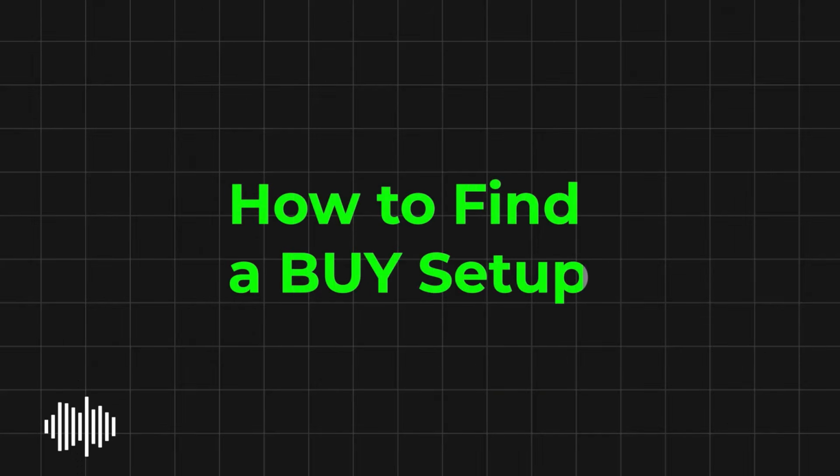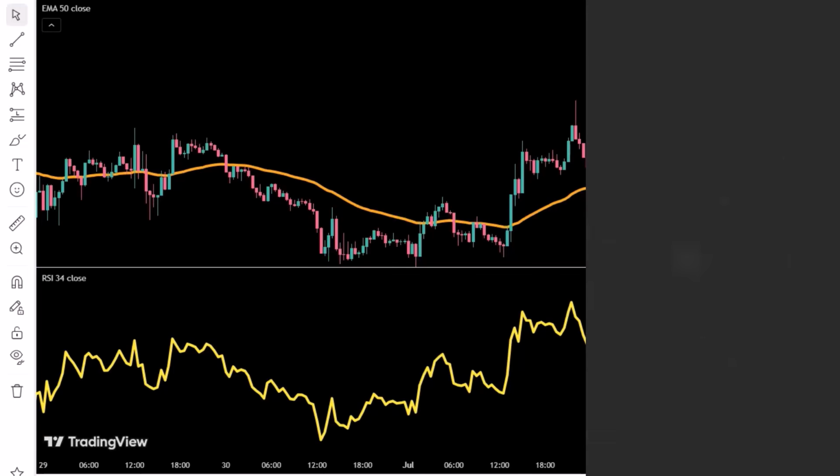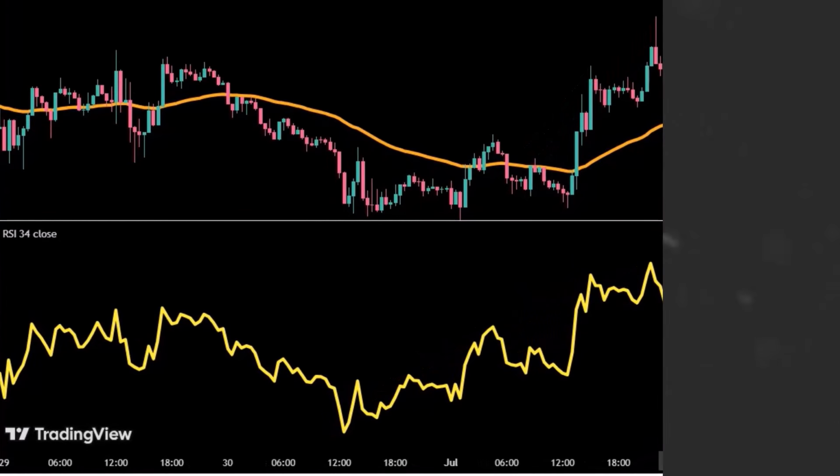How to find a buy setup? Let's learn how to enter a buy trade with a real example. Here on the chart, the first thing I check is the price. Price is above the 50 EMA, so the market is showing bullish conditions. That means we are only interested in buy setups.